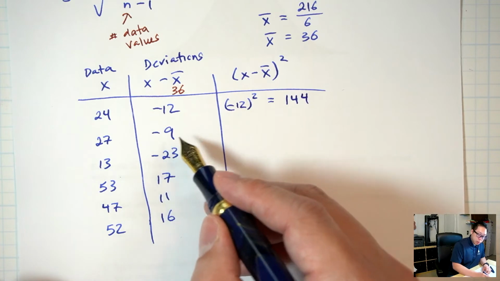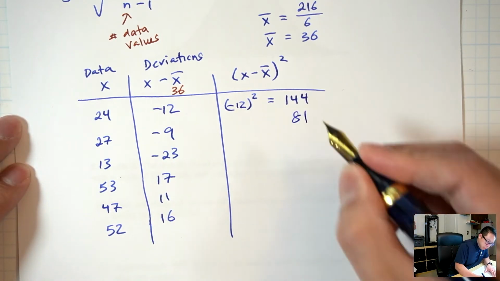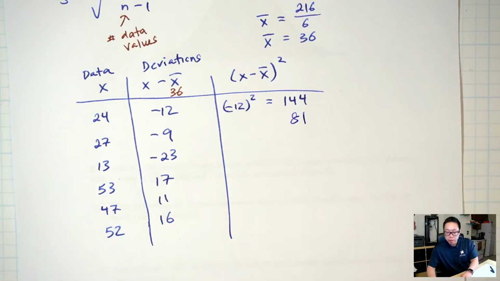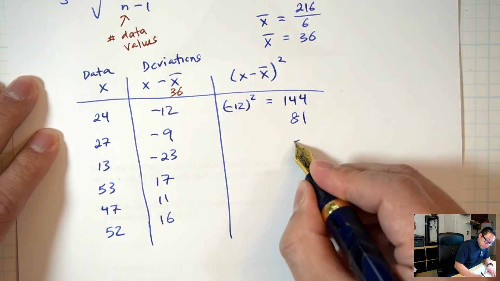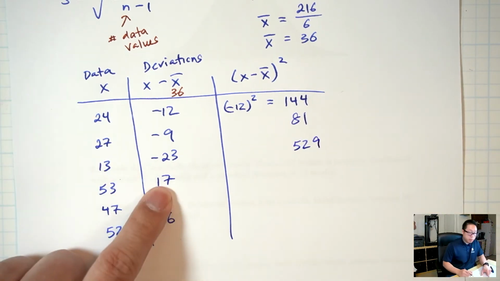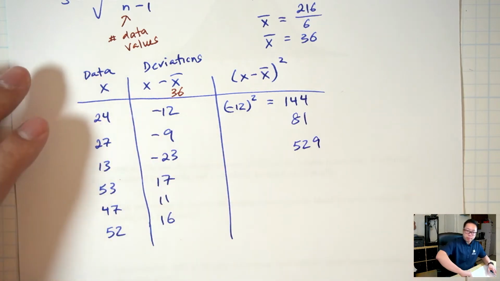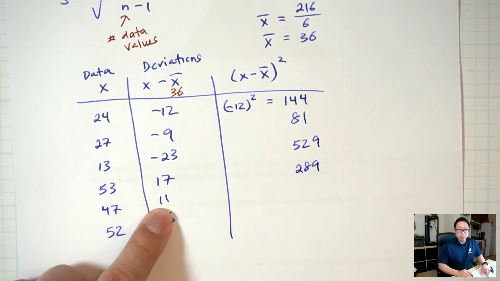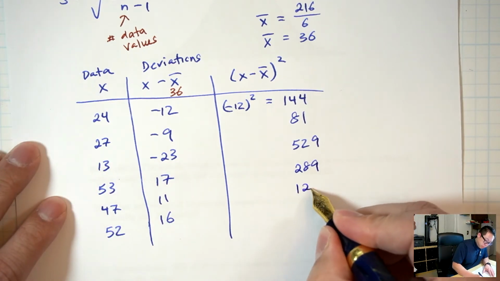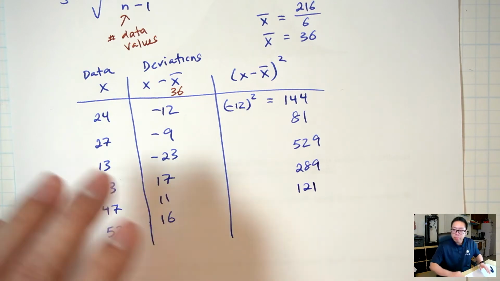Next up is negative 9 squared. Negative 9 times negative 9, I know, is 81. Negative 23 squared, so negative 23 times negative 23, positive 529. 17 squared, 289. 11 squared, I think it's 121. 16 squared, 256.